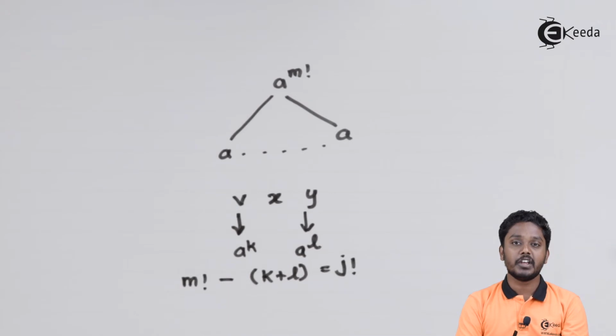But does a j like this exist? That is the question. If it does exist, then it is passing the pumping lemma. It may or may not be context free. But if we prove that such a j cannot exist, then we can say that this language is not context free.